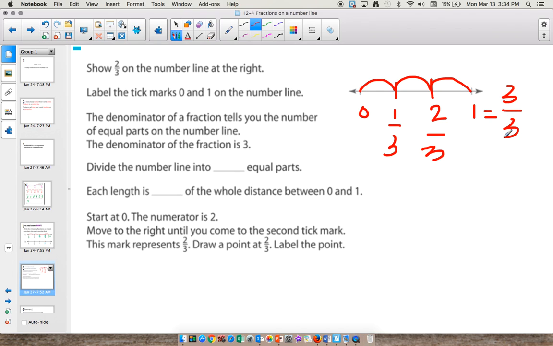Okay. Divide the number line into blank equal parts. Well, how many equal parts do I have? I have 3. Each length is blank of the whole distance between 0 and 1. So how much is each length? Every time I make a little hop or a jump, what fraction is that? I hope you said 1/3. Okay, very good.